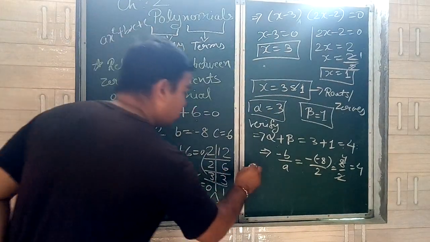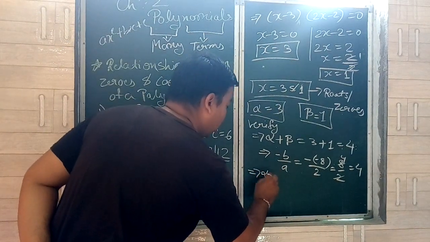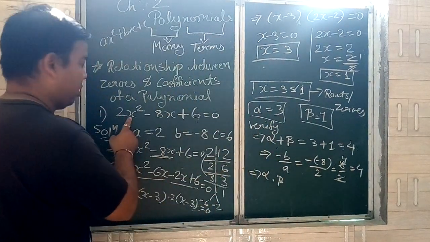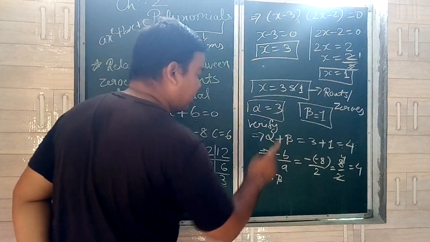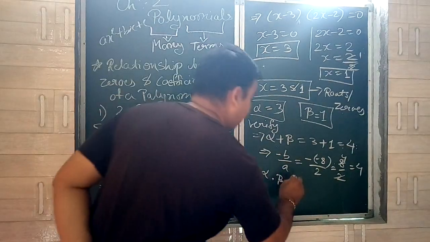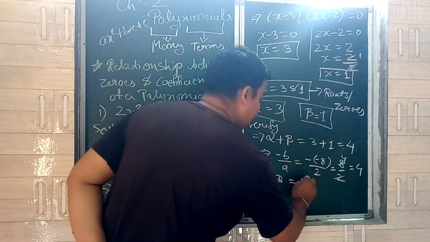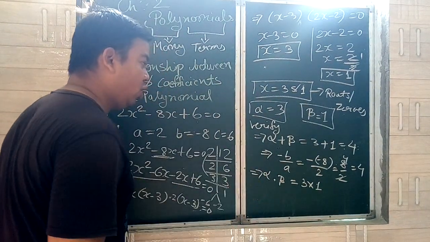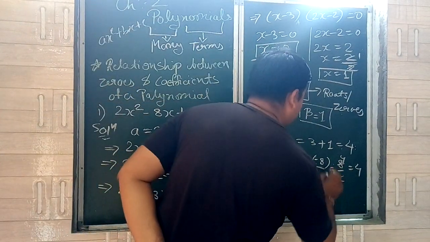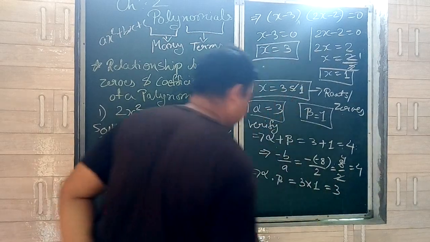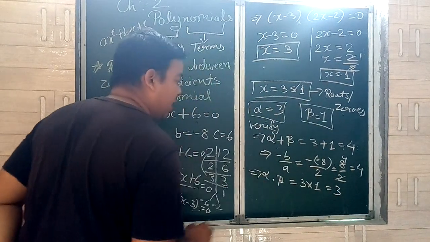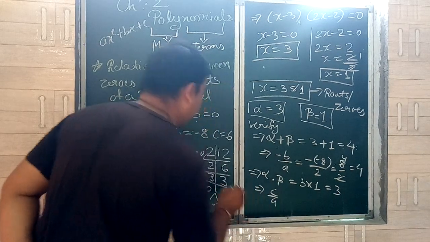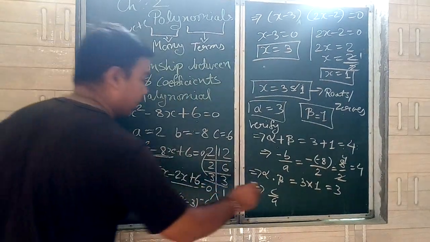Then one more solution is alpha into beta, because for polynomials, alpha plus beta is over. So now alpha into beta. Multiply 3 into 1, which is 3. Now alpha into beta means c by a.